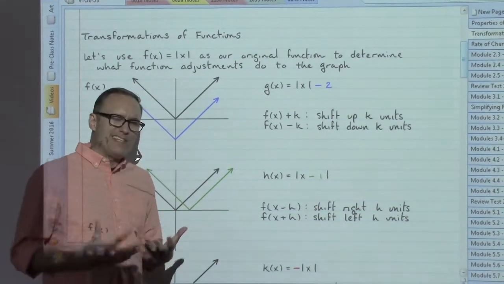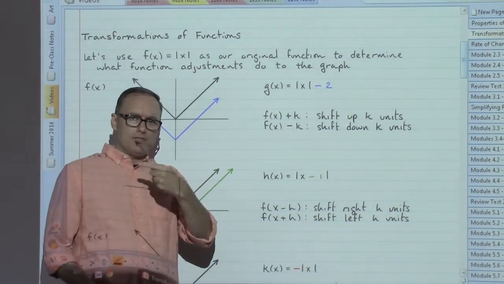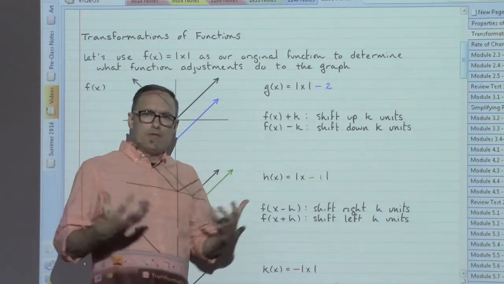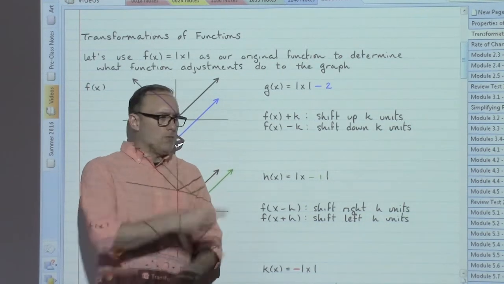And for a moment, you might say, that's a little counterintuitive. I thought that, to the left is negative and to the right is positive. So if we're subtracting, shouldn't it be? Why is it?